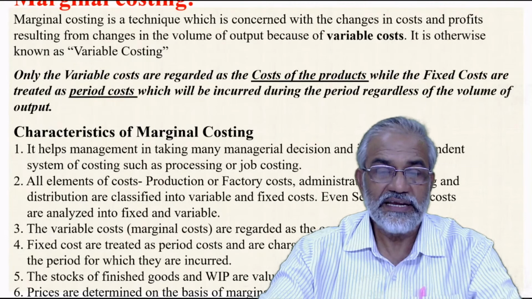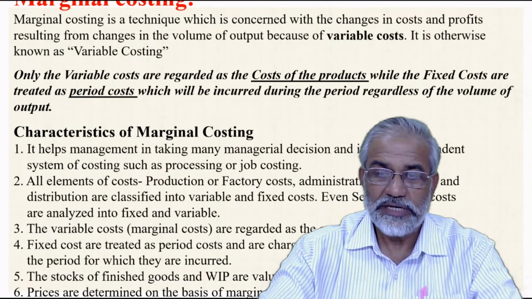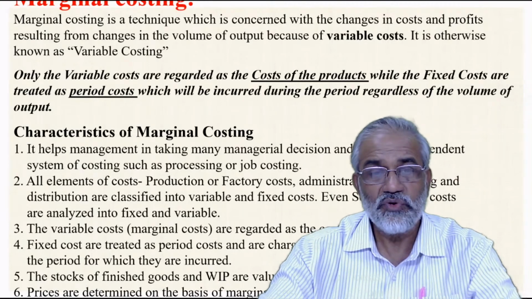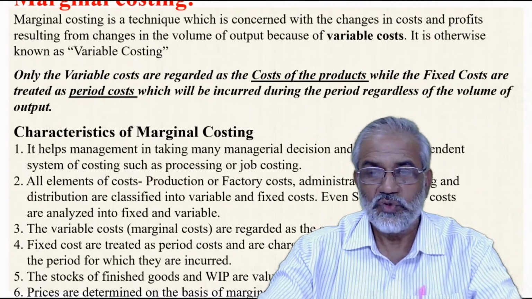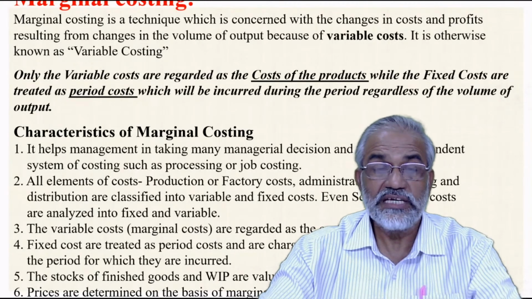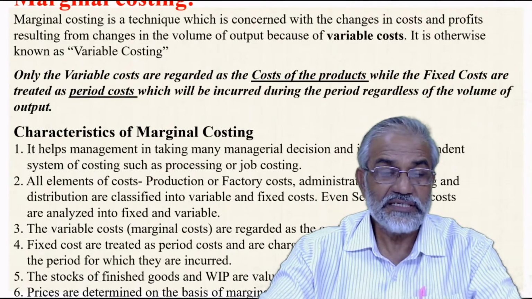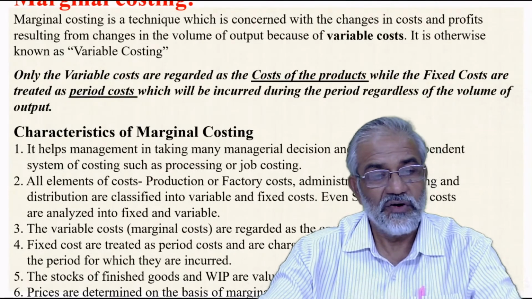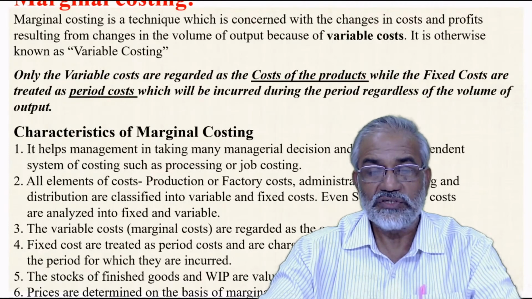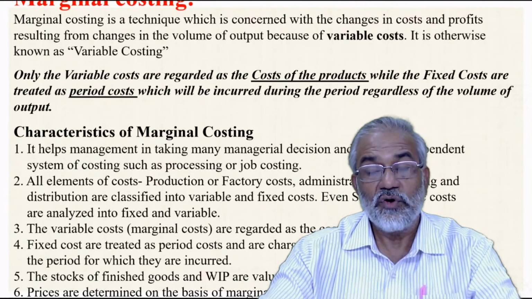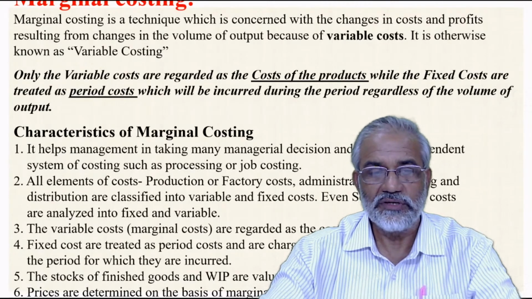It is either segregated, and if it is more in the nature of variable, it will be taken under variable cost. If it is more in the nature of fixed cost, it will be taken into the fixed cost. So the semi-variable cost has no significance so far as the marginal costing is concerned. It is only classified as variable cost or fixed cost. The variable cost or the marginal costs are regarded as the cost of the product. The cost of the product means the variable cost.